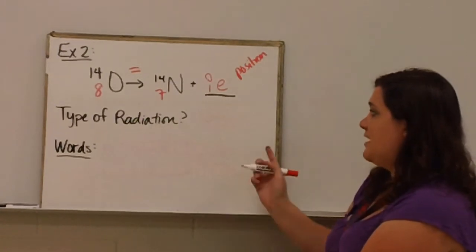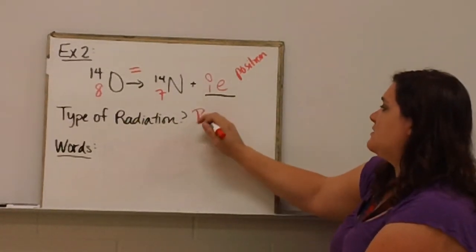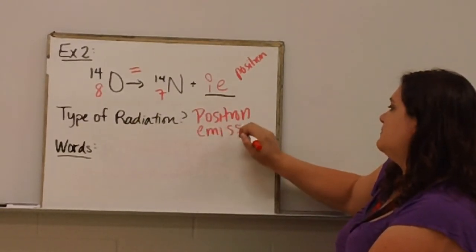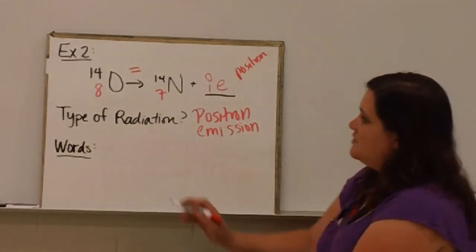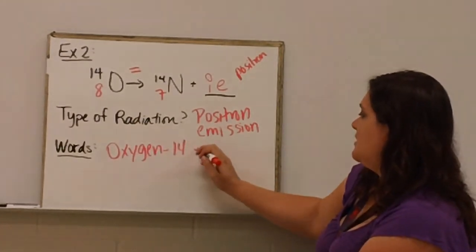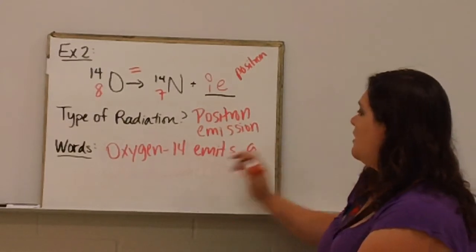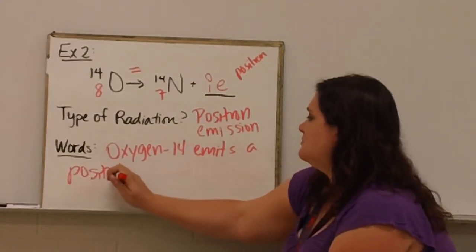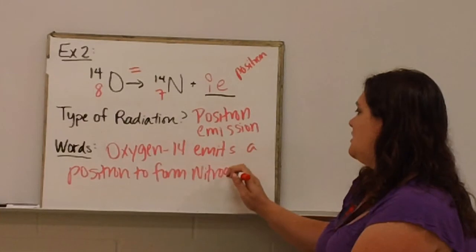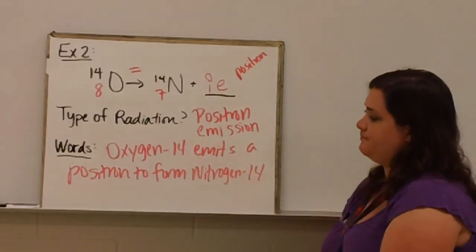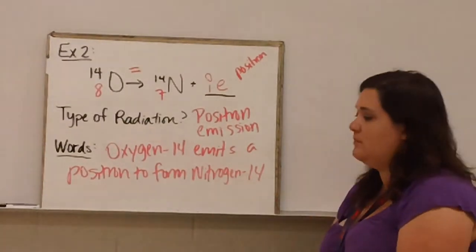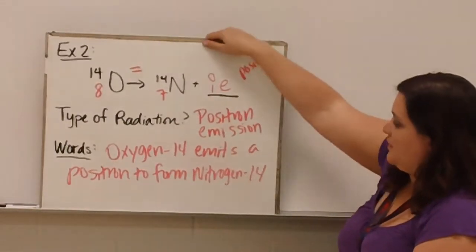What type of radiation would this be? Well, a positron is being given off, so that would be called positron emission. So if we write this into words, we would say oxygen 14 emits a positron to form nitrogen 14. You could also say oxygen 14 undergoes positron emission to form nitrogen 14. That would be appropriate as well.